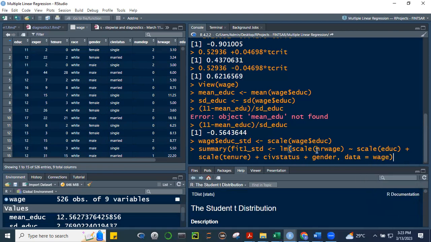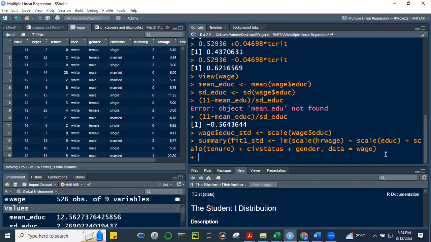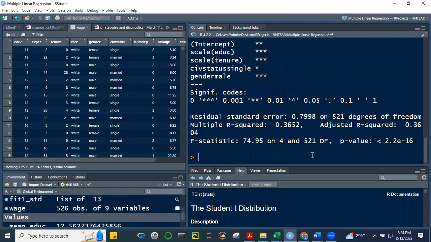All right. So we're now creating a model fit1. Let's call it fit1 standardized, where you are regressing the standardized value of hourly wage on education, scale, okay, using the wage data set. Let's print this. Control Enter. Oops, I lack one parenthesis.